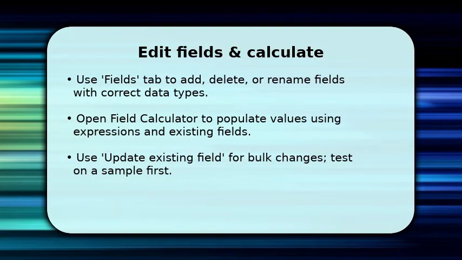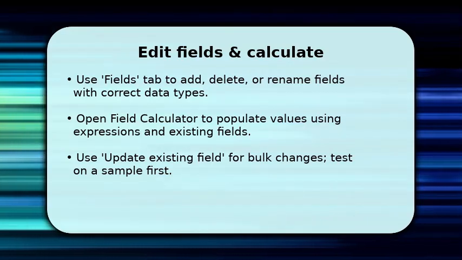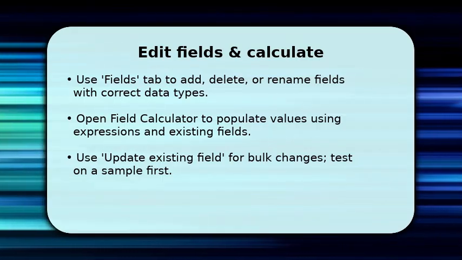Now modify the table schema through the Fields panel. Add a field, choose type integer, decimal, text, and set length and precision. Once fields exist, use the field calculator to compute values. Type expressions like concat, call1, call2, or math functions for derived data.